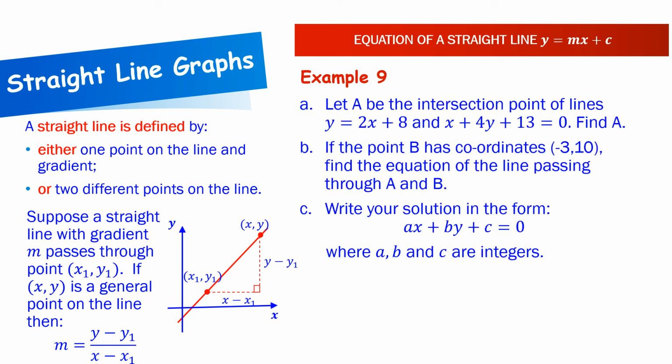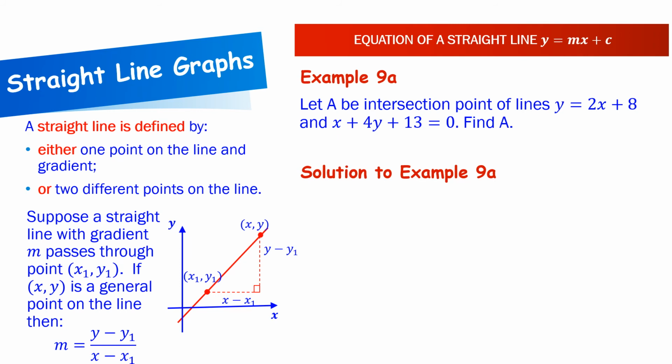Let's take a look at another example to illustrate this theory. Let A be the intersection point of lines y equals 2x plus 8 and x plus 4y plus 13 equals 0. If the point B has coordinates (-3, 10), find the equation of the line passing through A and B. Write your solution in the form ax plus by plus c equals 0, where a, b and c are integers. We will tackle the solution to example 9a first.